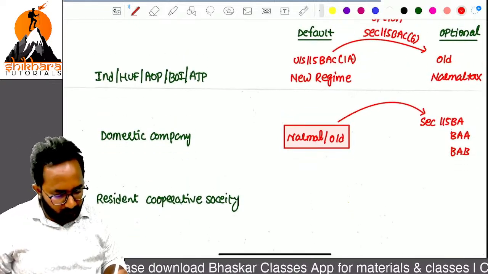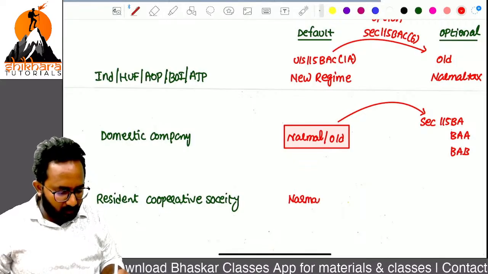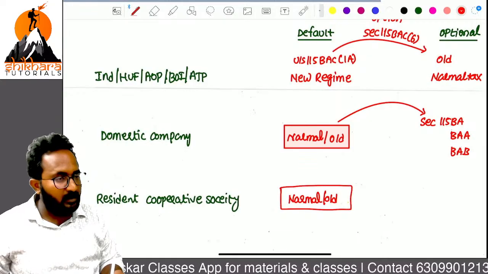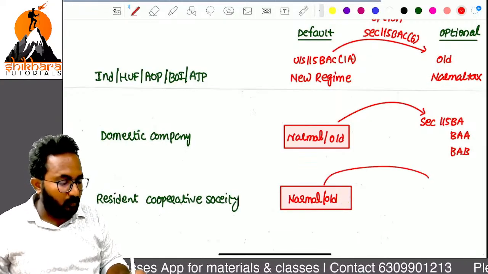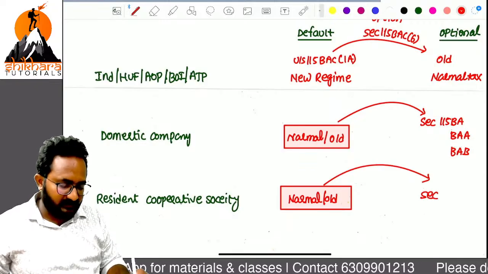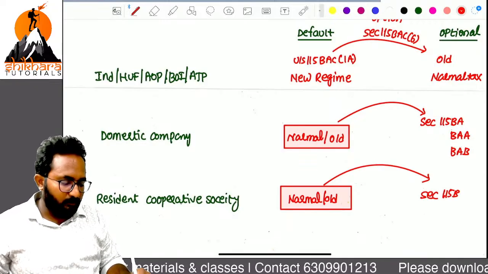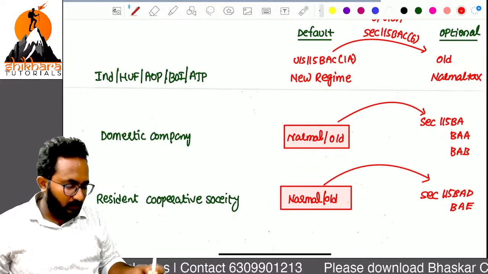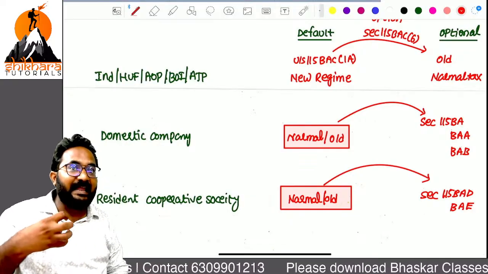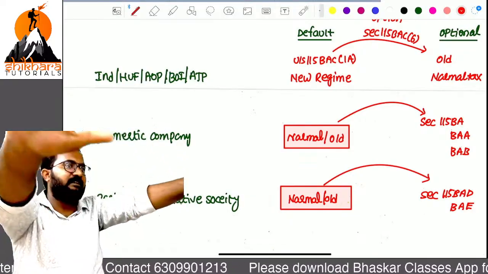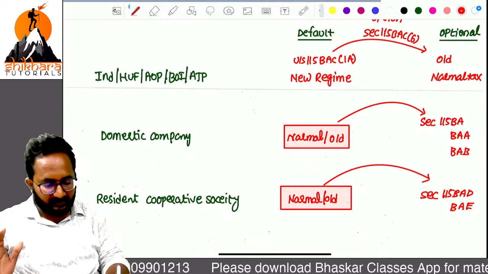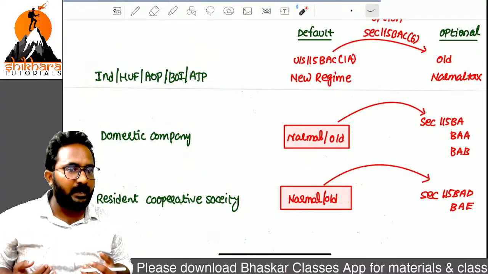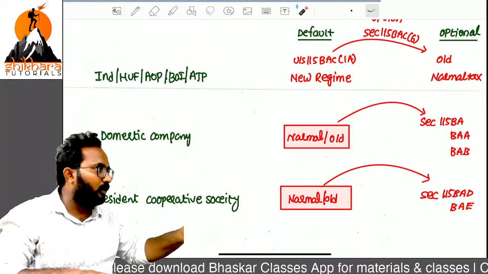Next, cooperative society. For cooperative society also, normal or old rates will be there. If they don't want to follow this normal or old, they can follow the next discussion, 115BAD and 115BAE. For these three categories only we have two types of regimes. Other than these three, that means foreign company, partnership firm, LLP, for them there are no two regimes, only one regime.